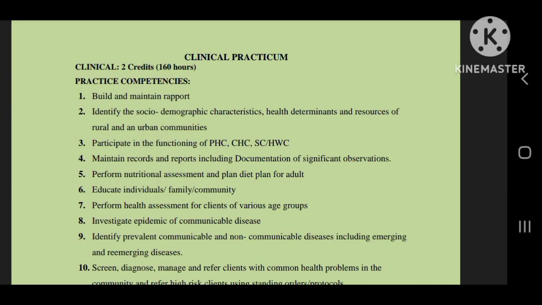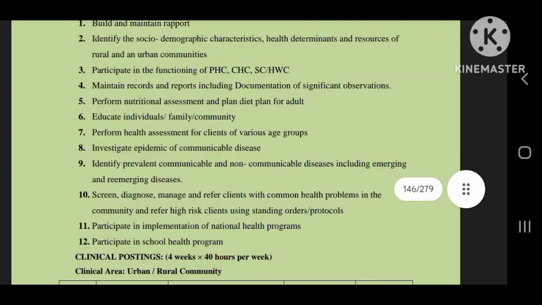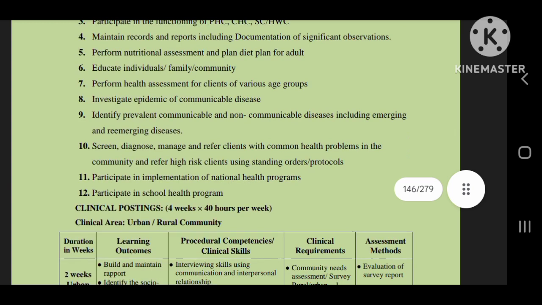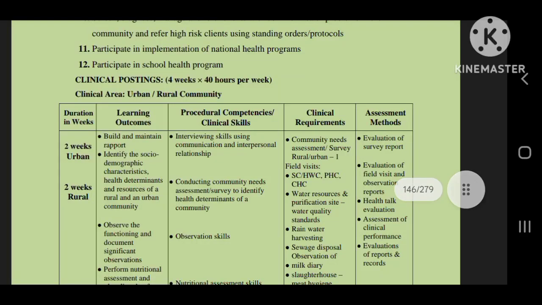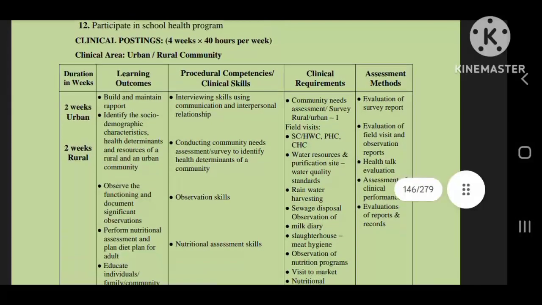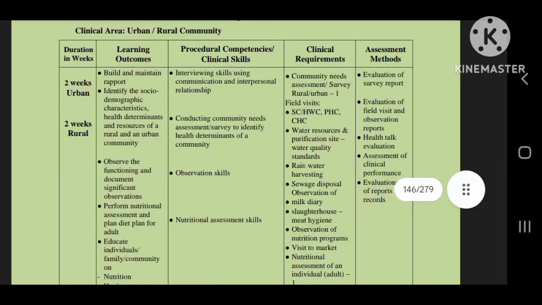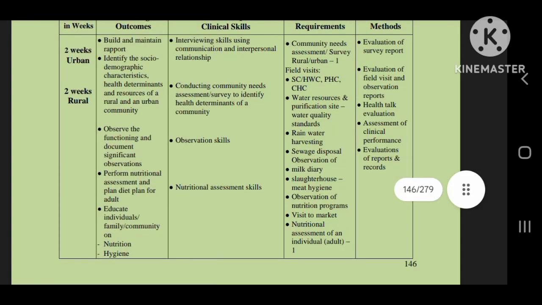So at the end, you should build and maintain rapport, identify the socio-demographic characteristics, health determinants and the sources of rural and urban communities, participate in the functioning of PHC, CHC, family welfare centers. So this is the 40 hours of clinical for 4 weeks, 40 hours per week. The clinical area, you have urban community and rural community as well. 2 weeks urban and 2 weeks rural communities, which are the requirements.